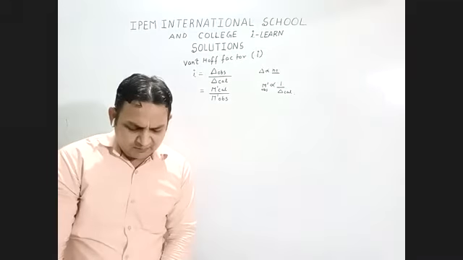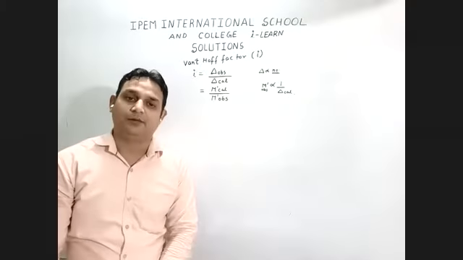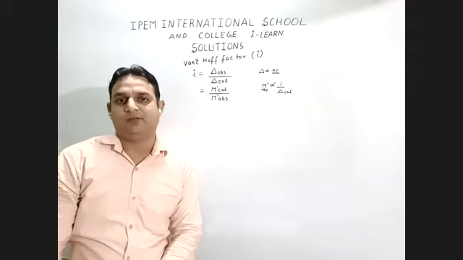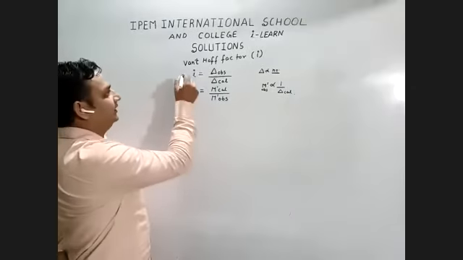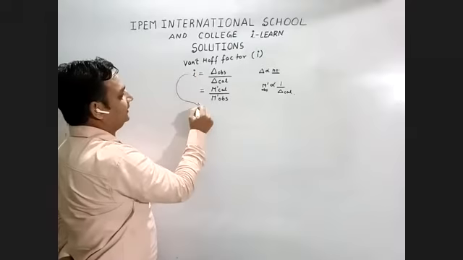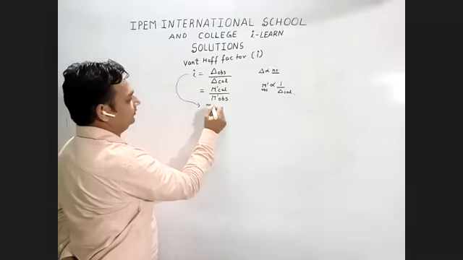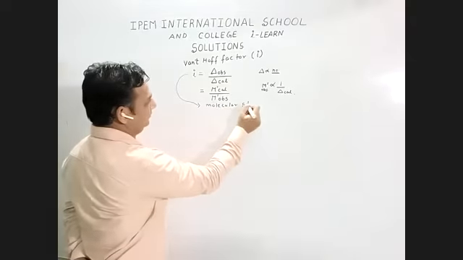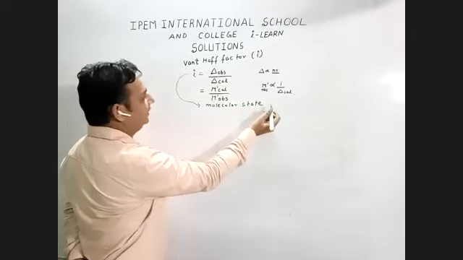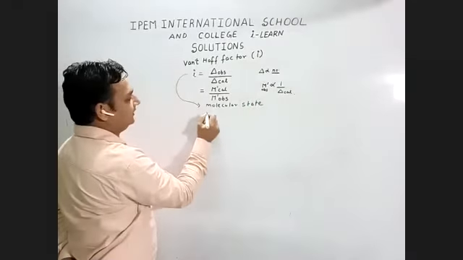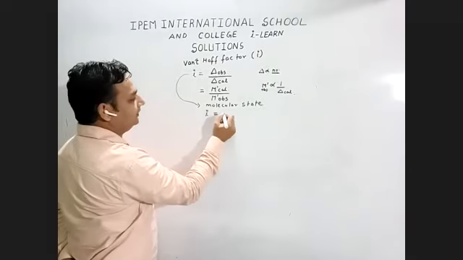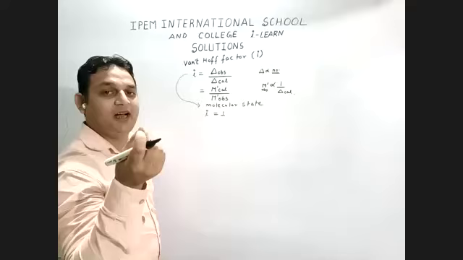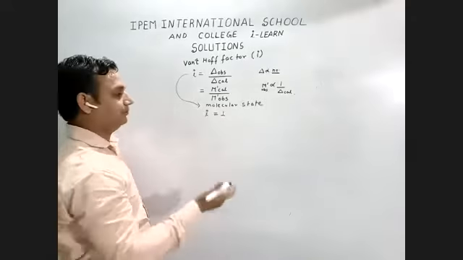Now, i depends on the molecular state of the solution. This i depends upon the molecular state, and from here we can say that i is equal to 1 when the molecular state of the solute remains unchanged.